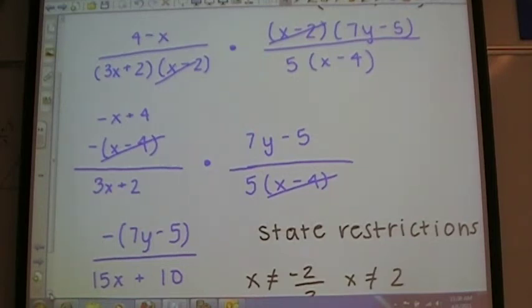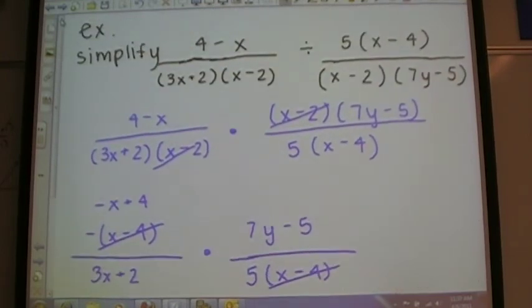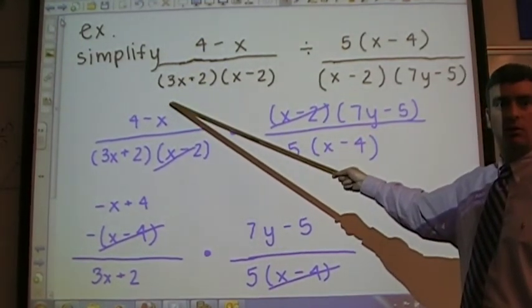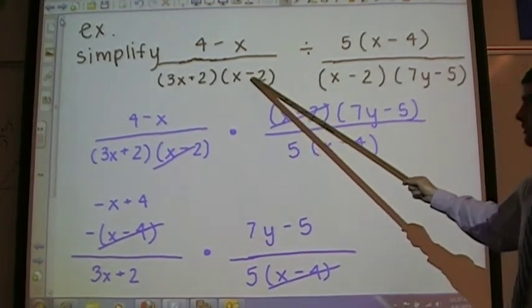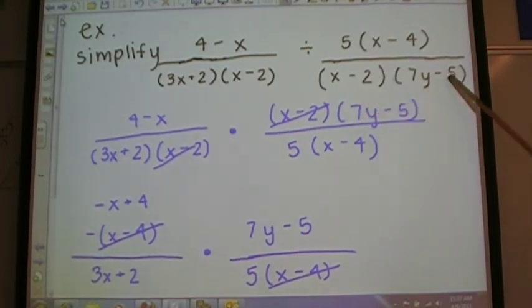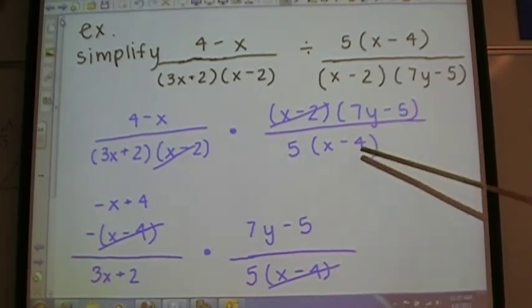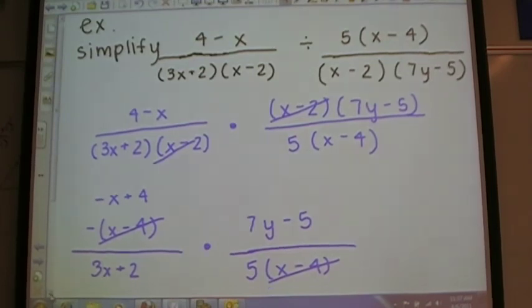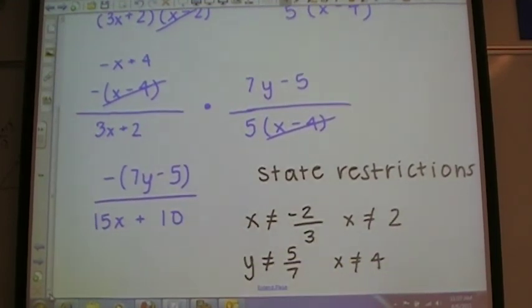Your restrictions, again, you look all throughout the denominators. So at the beginning, the original problem, from here, I know x cannot equal what? From this one? Negative 2/3. What about here? Positive 2. Positive 2 again, you don't have to state it again. What about y? y cannot be what? 5/7. Then after I flipped it, what about here? x cannot equal 4. So you have 4 restrictions, and they are listed here. x cannot equal negative 2/3, x cannot equal 2, y cannot equal 5/7, and y cannot equal 4.